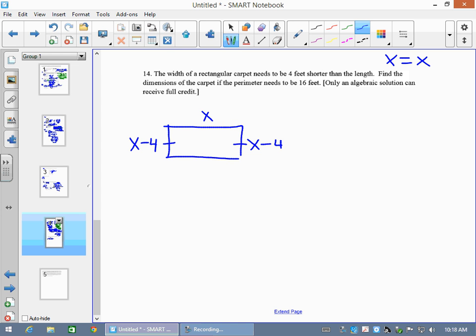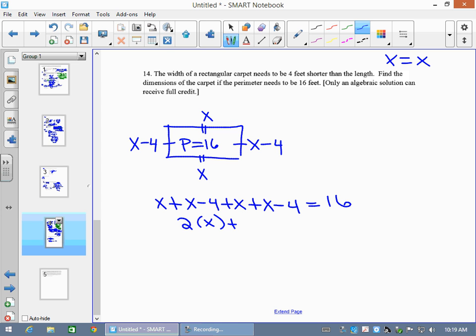We want to find the dimensions between the length and the width of the carpet. The perimeter needs to be 16. So perimeter means to add all of the outside pieces. Set that equal to 16. Or you could have said 2 times the length plus 2 times the width equals 16. Either way, when you combine like terms, you should have gotten 4x minus 8 equals 16. Added the 8 to both sides, you would have gotten 4x equals 24. And divided by 4, x equals 6.